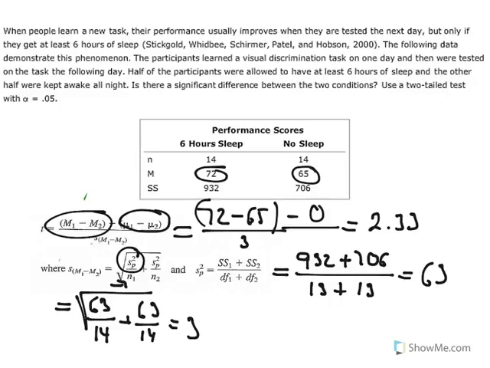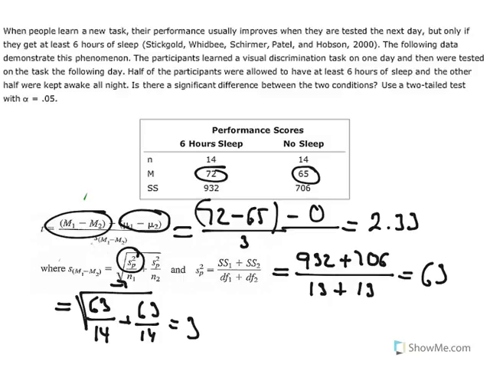Since we went straight for the calculation, let's now do the critical value, which of course comes first before we actually do the calculation. So our null hypothesis is that there is no significant difference between the two sleep conditions. The research hypothesis is there is a significant difference between the two conditions.